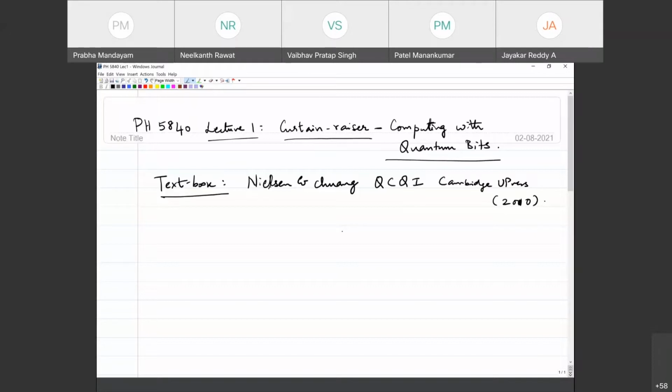Please ask around. Please ask your seniors. Somebody will have a soft copy of this book. Okay. The other resource is online lecture notes by John Preskill at Caltech. Okay, so you Google this, whatever I write down here, and you'll get the lecture notes. These are the two main textbooks that I will use.